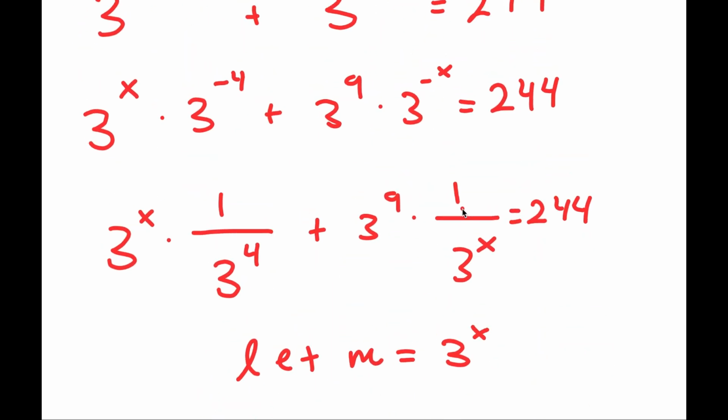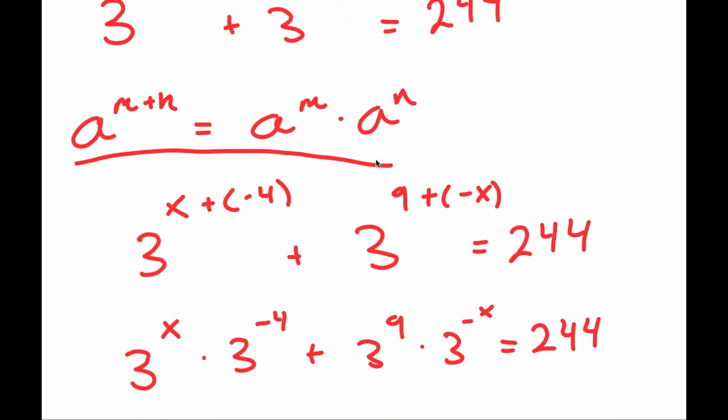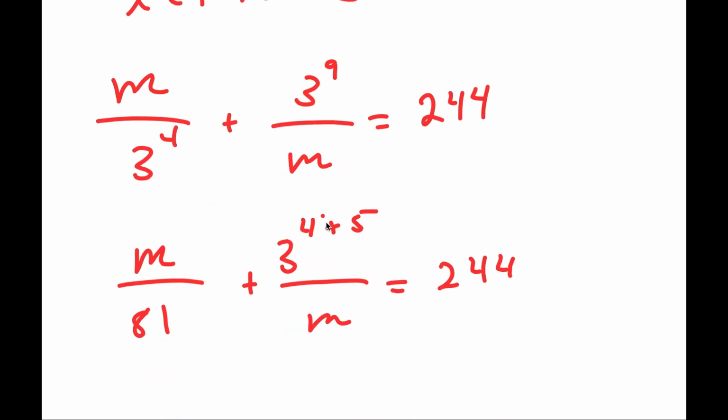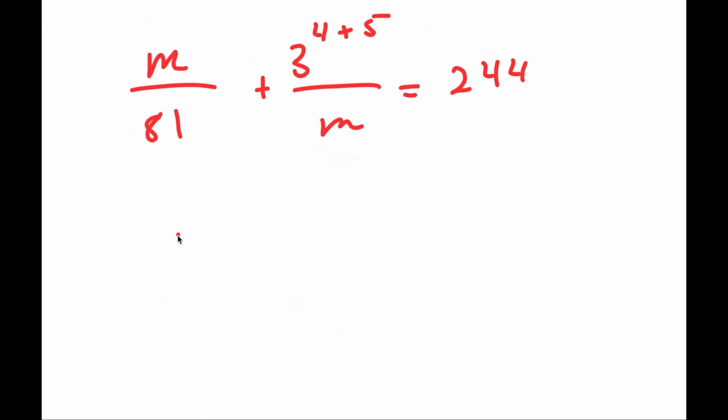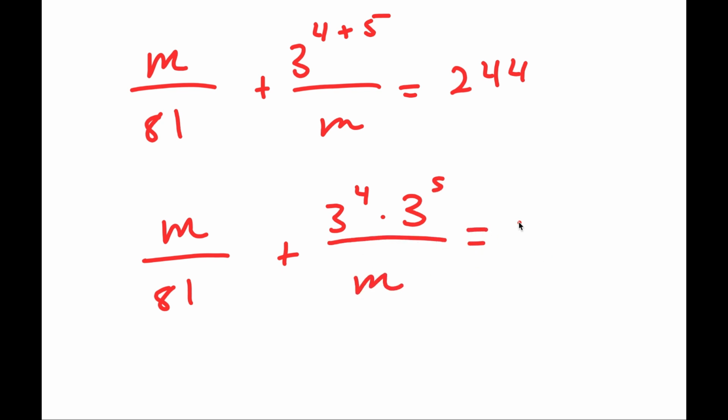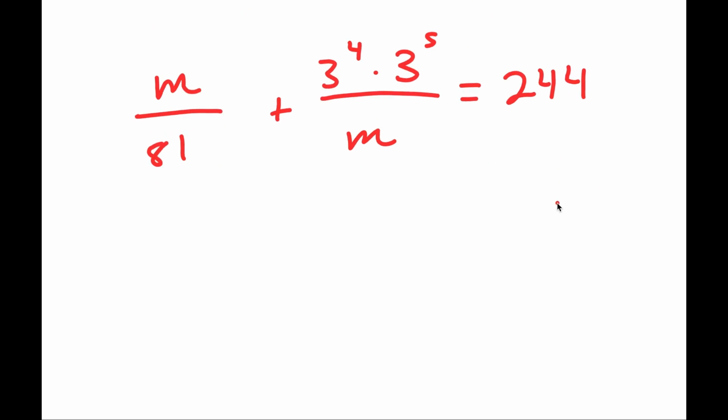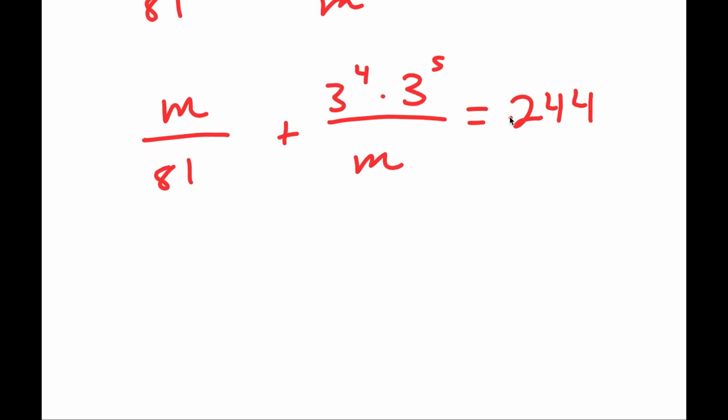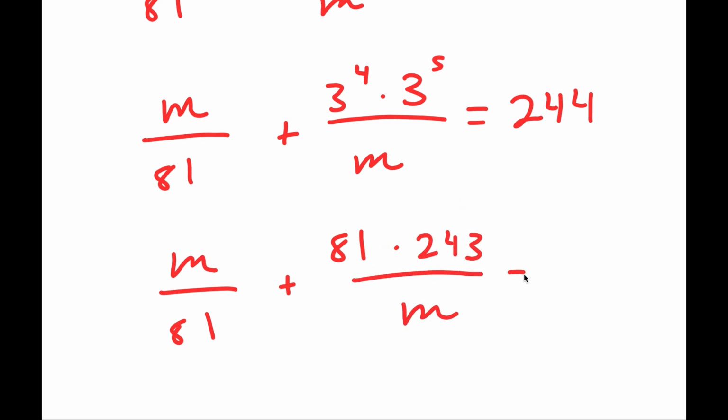And remember that property earlier, a to the power of m plus n is equal to a to the power of m times a to the power of n. I'm going to use it for 3 to the power of 4 plus 5. So I get m over 81 plus 3 to the power of 4 times 3 to the power of 5 over m is equal to 244. So 3 to the power of 4 is 81, and 3 to the power of 5 is 243. So I have 81 times 243 over m.